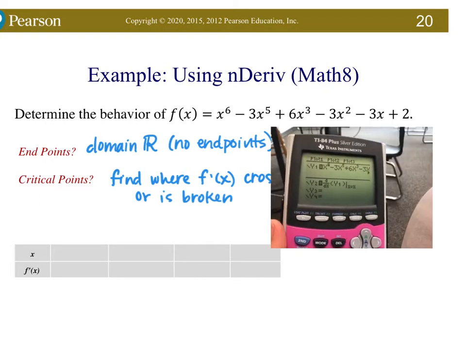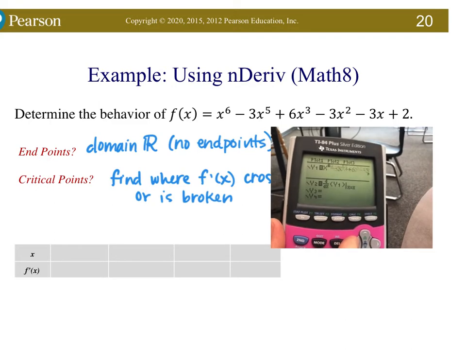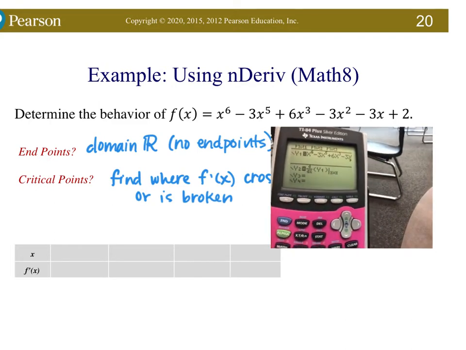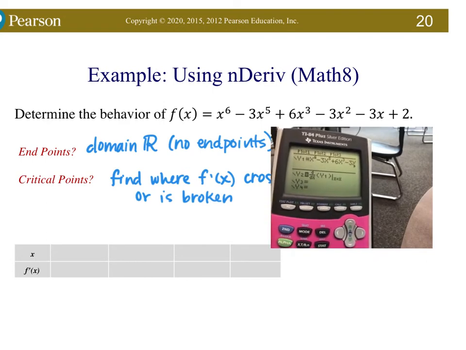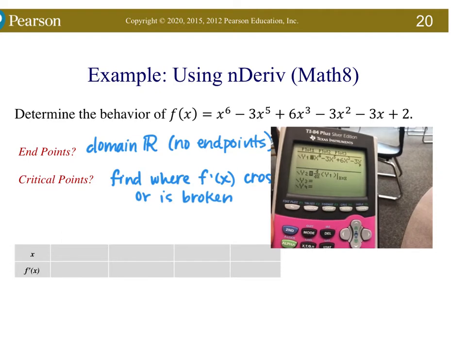All right, so why don't you pause the recording until you've had a chance to enter it. And then once you enter it, make sure that you unhighlight that y1, okay? Don't erase it, just unhighlight it so that when you're looking at the graph, you don't get two graphs at the same time, just one.